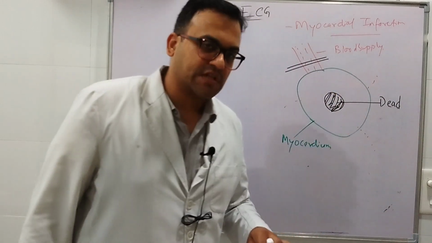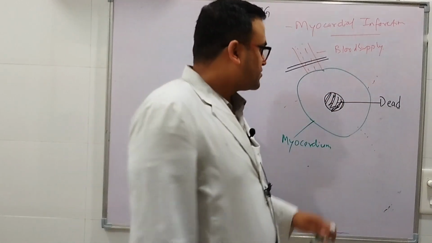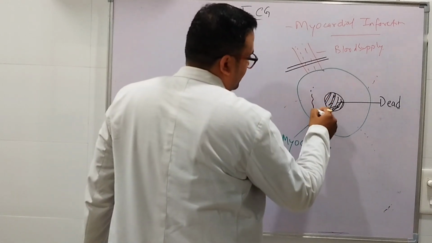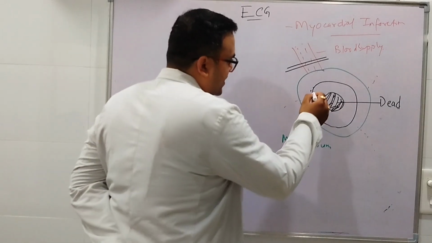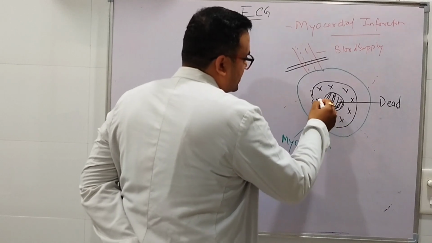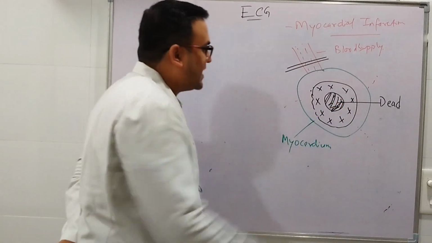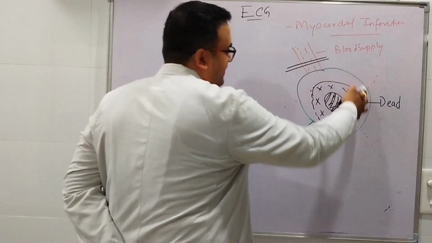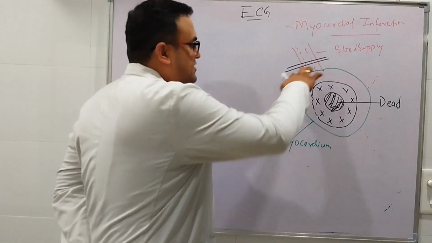So this is the dead zone. The war is happening here. All the soldiers here are dead. So there is no point of saving these soldiers. Now the real battle is happening in this zone. The soldiers are fighting. They are fighting for survival, and we have to save them by reinforcing this blood supply. So the soldiers are fighting here, they are injured but they are not dead, and we have to save them.